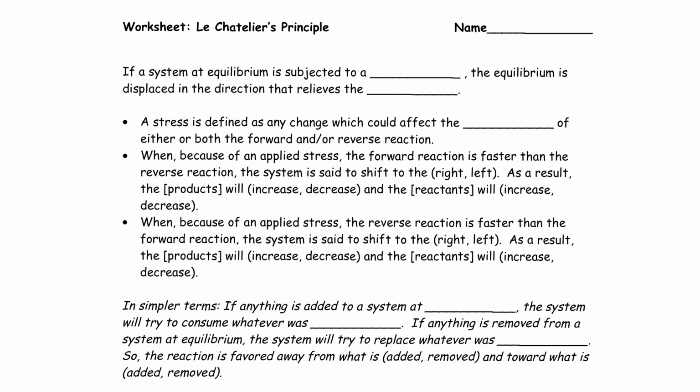If a system in equilibrium is subjected to a stress, the equilibrium is displaced in the direction that relieves the stress. And a stress is defined as any change which could affect the rate of either the forward or reverse reaction. So let's look at this first situation.